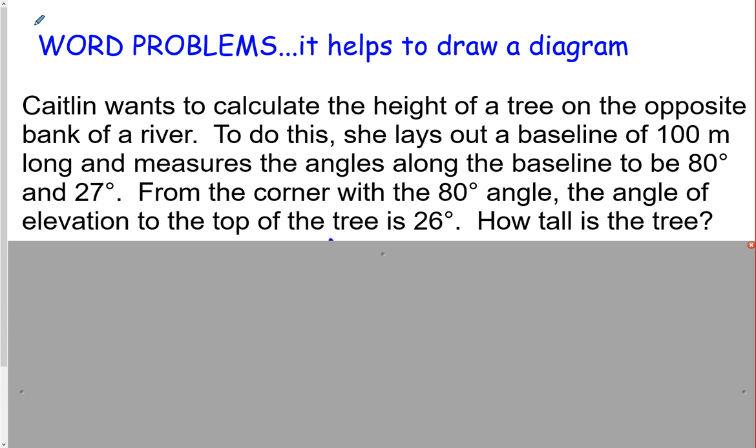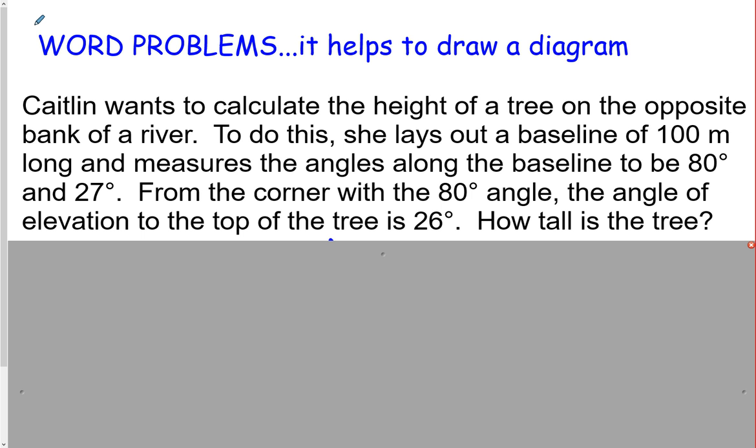To do this, she lays out a baseline of 100 meters long. That means she walks along the edge of the river 100 meters and puts a stake in one spot and a stake in another spot 100 meters apart, and measures the angles along the baseline to be 80 and 27. So that means the angles between the riverbank and a line pointing towards the tree on the other side. Okay? So those angles between the riverbank and a line pointing to the tree are 80 and 27.